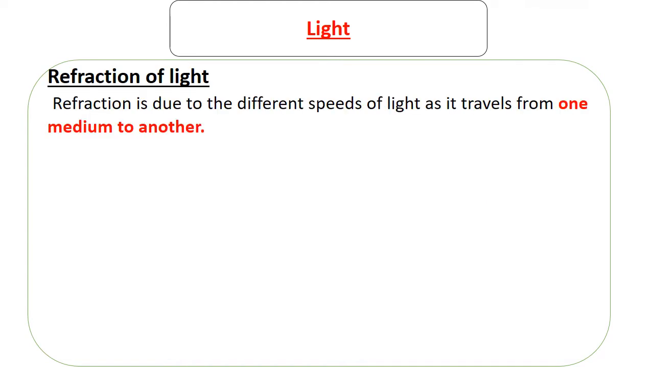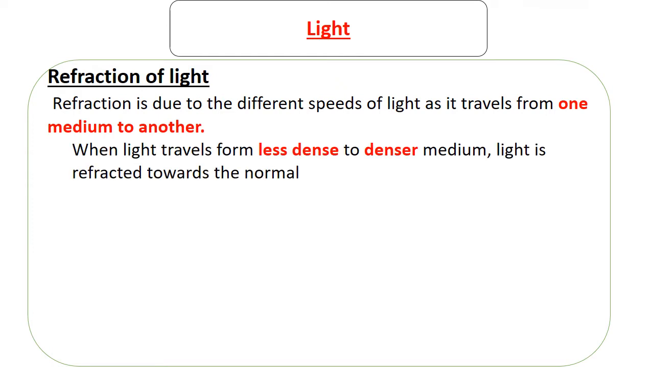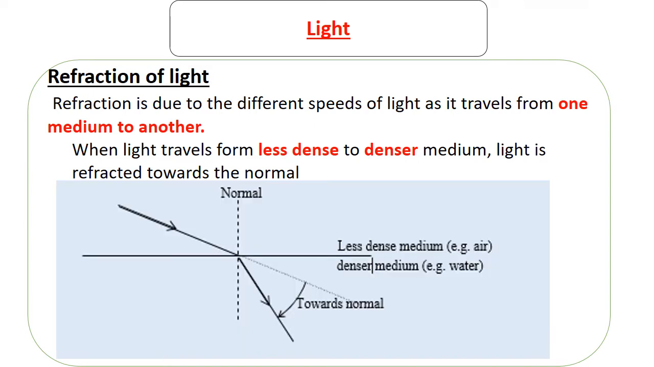So refraction is due to the different speeds of light as it travels from one medium to another. When light travels from a less dense to a denser medium, light is refracted towards the normal. If we have two media which have the same density, then light cannot be refracted. What causes light to be refracted, to bend, is the difference in densities. So we have three situations. The first situation is where the light is coming from a less dense medium and going to a denser medium. In such a situation, we have this scenario here.